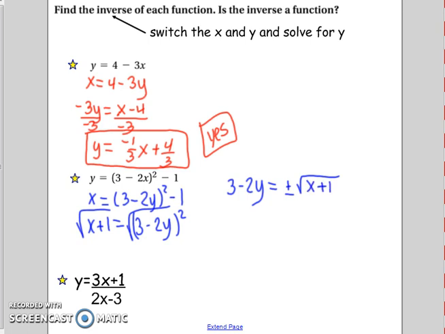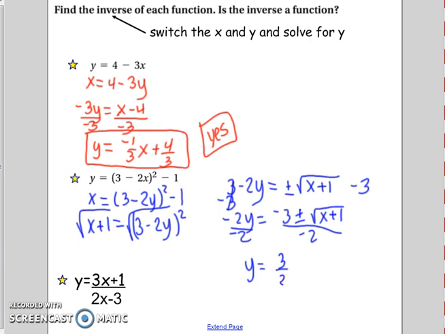So now I want to subtract 3 on both sides. Just be careful. That 3 that you're subtracting, you can't actually subtract it with that 1 since the 1 is under the radical. So we're going to have negative 2y equals, and then the last step is divide by negative 2. So I get y equals 3/2 plus or minus 1/2 radical x plus 1. So I'm just breaking it into each piece here.